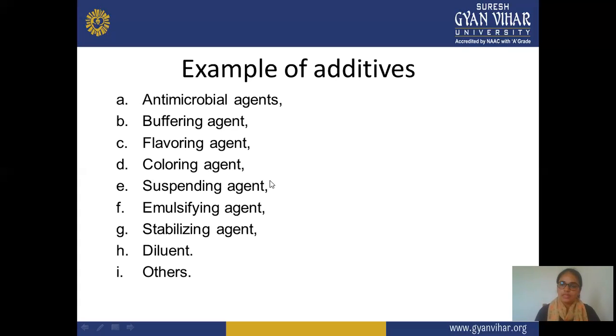Next is stabilizing agents. Almost all liquid formulations contain a stabilizing agent, except those formulations which don't have any stability problem or are stable without it. It acts as a preservative or stability enhancer, making proper stability of the formulation. You maintain the stability of the formulation up to the expiry date with the help of stabilizing agents.